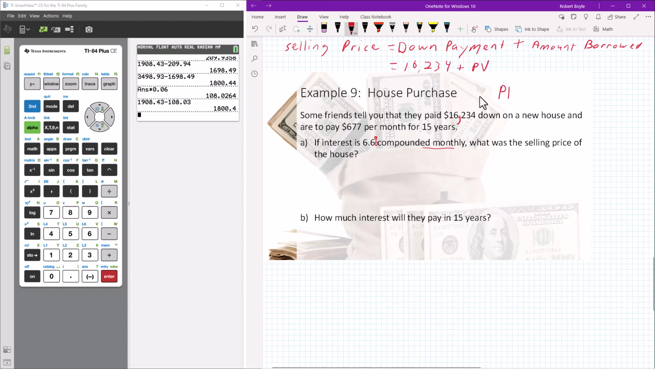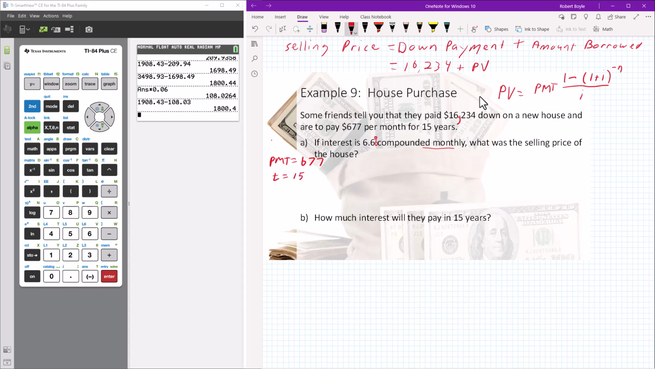The present value of the loan can be found using the present value formula, which is going to be your payment, times 1 minus the quantity 1 plus i raised to the negative n power, divided by i. Well, we know that their payment, I forgot the T there, is equal to $677. We know that the duration is 15 years.